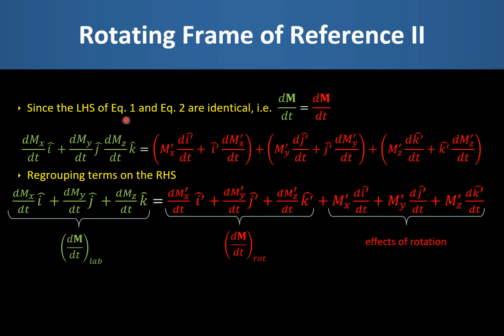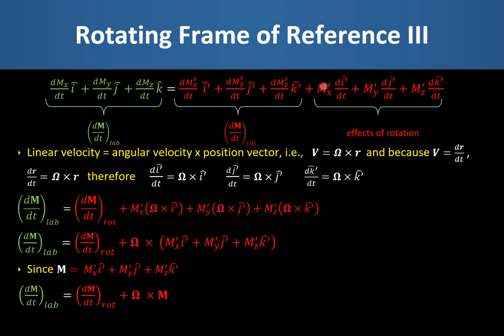Since the left-hand sides of equation 1 and 2 are identical, we can obtain the following relationship following regrouping of the terms. To interpret the time derivative of the rotating unit vectors, think of them as a position vector. This then shows the fundamental relationship between time derivatives for a coordinate system rotating at an angular velocity of omega.